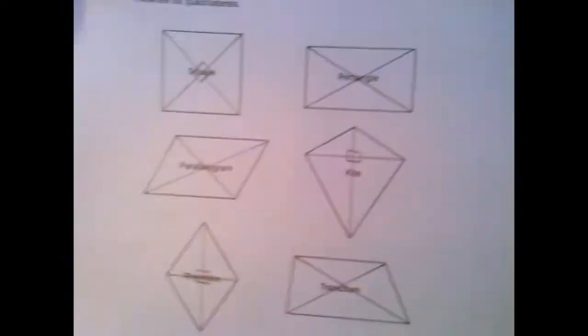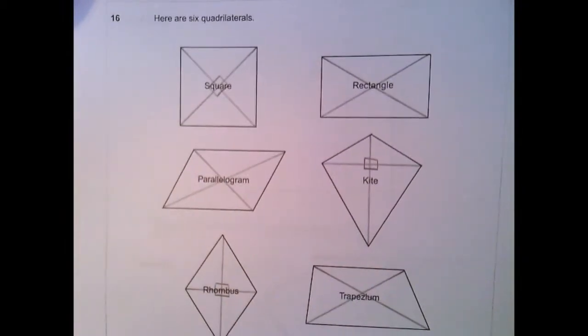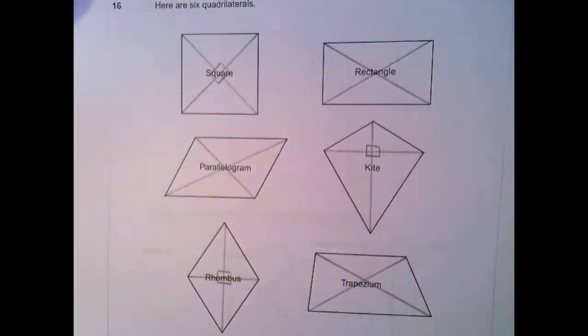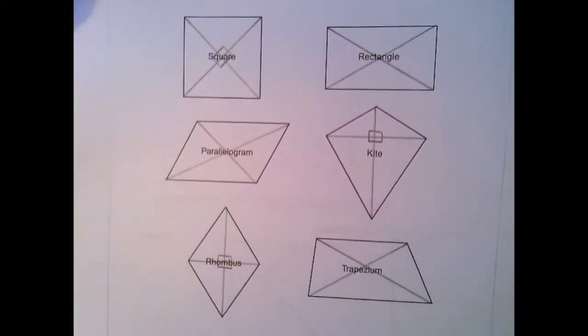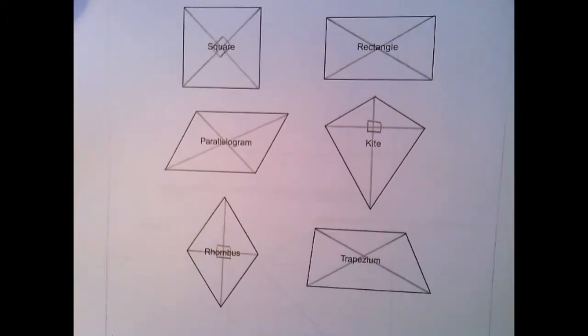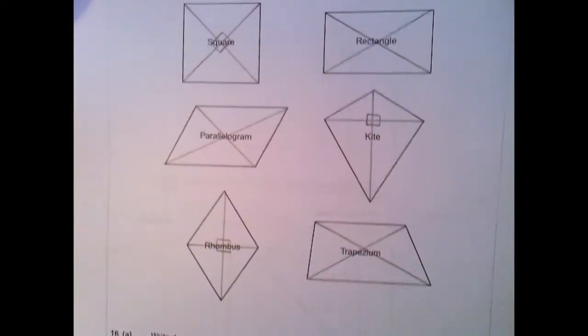Number 16. Here are 6 quadrilaterals. They didn't have these lines drawn on, I've drawn them on. So they gave you 6 quadrilaterals, nice pictures to look at, all labelled and everything. You don't need to worry about what each of them are called or anything like that.